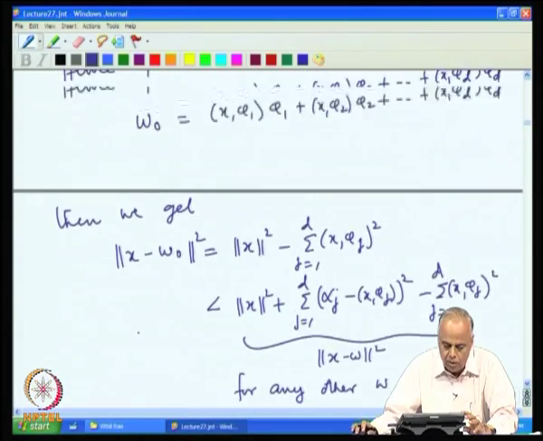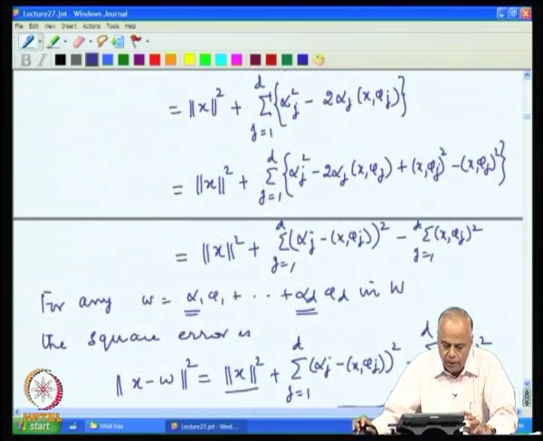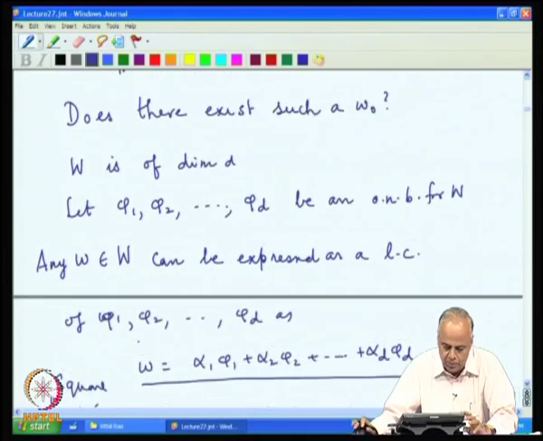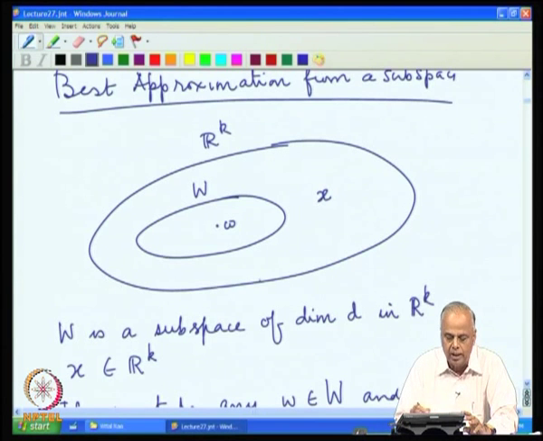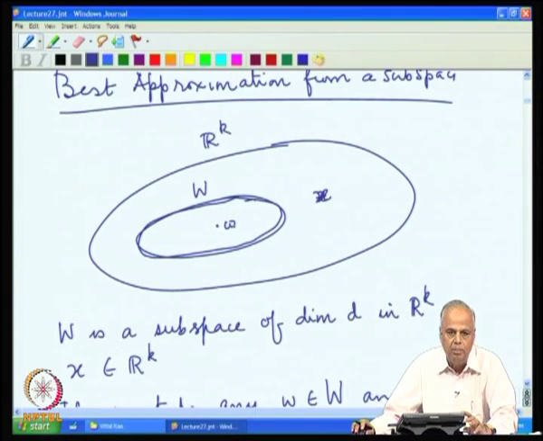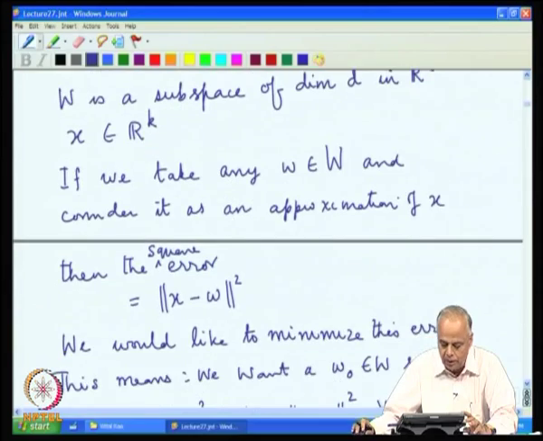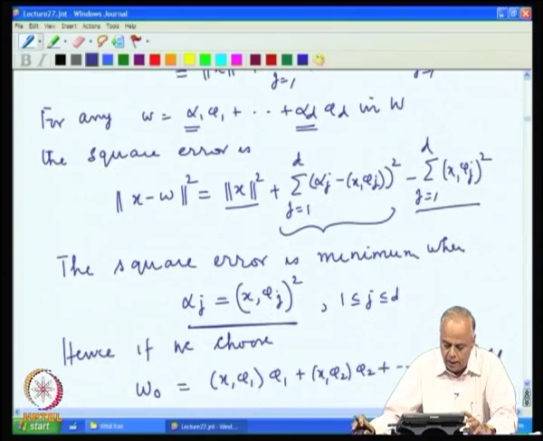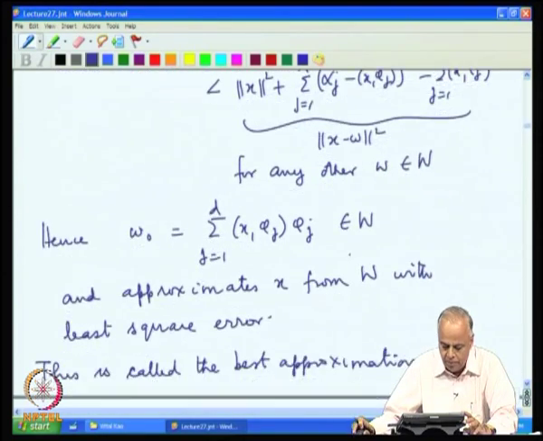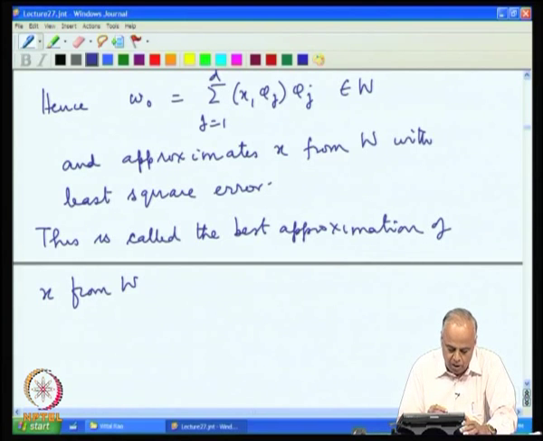So, what we have got so far is, if you start with the vector space R k, and inside that vector space is the subspace W, and we are looking for any given vector x in R k, a vector inside W which approximates it with the least error, least square error, and we have now found that the least square error approximation is given by this vector W naught. Now, we are going to make certain observations.